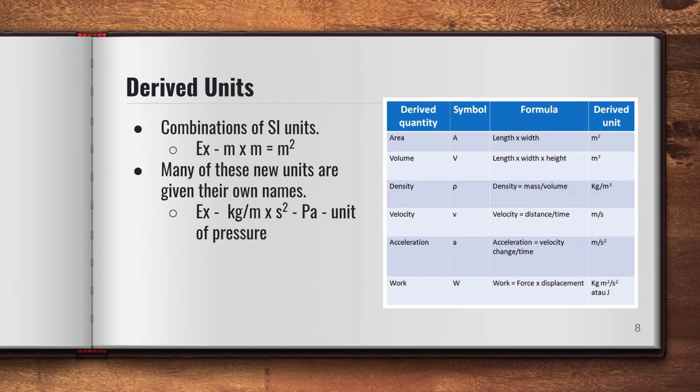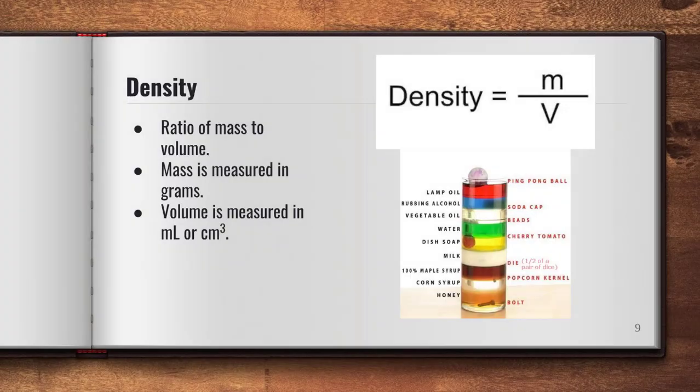And many of these units are also given their own names. So for example, we look at the unit of Pascal. Pascal is a unit of pressure, and that's measured in kilograms over meters per second squared. So you're going to encounter a variety of different units this year, but keep in mind that they're all really based on the same basic units we've discussed earlier in this video.